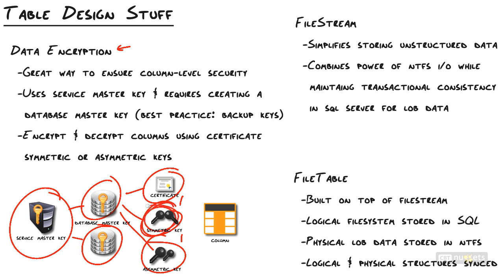So this is probably one of the more popular ways to do column level encryption in SQL Server because of that. An asymmetric key is more secure, but it's a lot more resource intensive, and it uses a public-private key pair. So you encrypt with one, decrypt with the other.